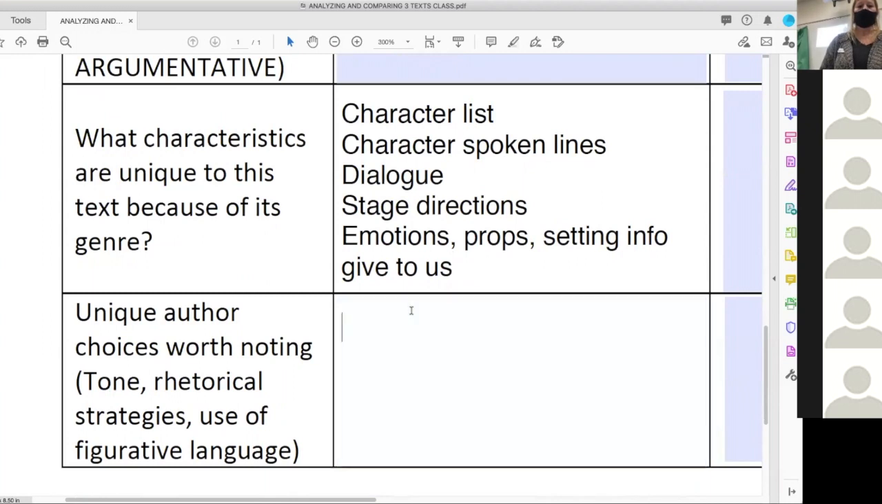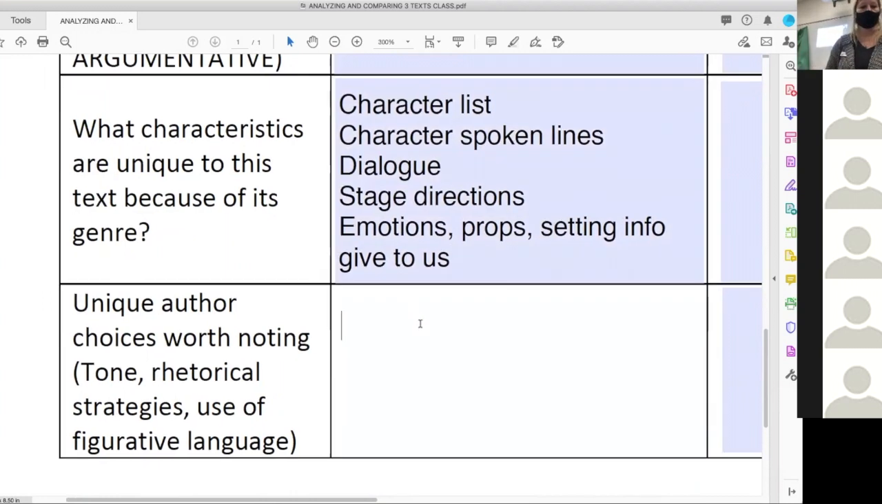Okay, so good. Now, when you're thinking about your informational article and your persuasive article and you get to this part of the chart, think about those things that make it unique, that let you know you're reading an informational article or something else as opposed to a poem or a drama or a fiction, okay?